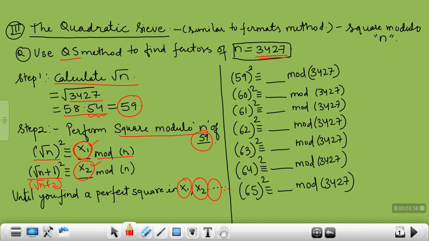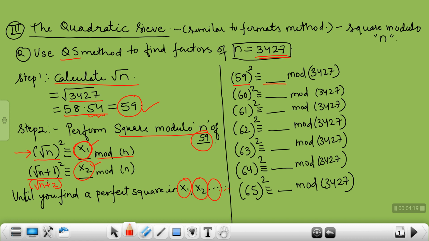The moment we find a perfect square in this equation, we stop squaring modulo n. Okay, so let us see our example. In our example, step number 1 is the square root of n squared. The square root of n, which we already calculated, is 59. So 59 squared is congruent to some number x1 mod 3427.